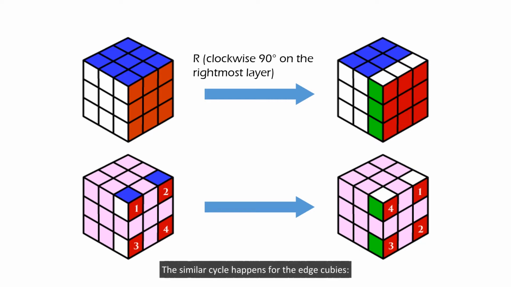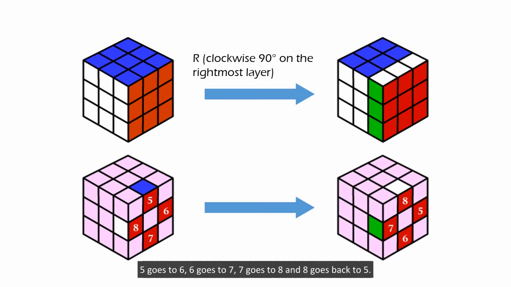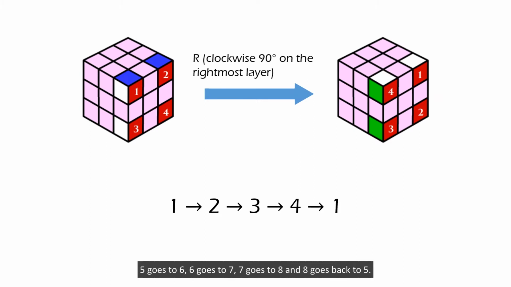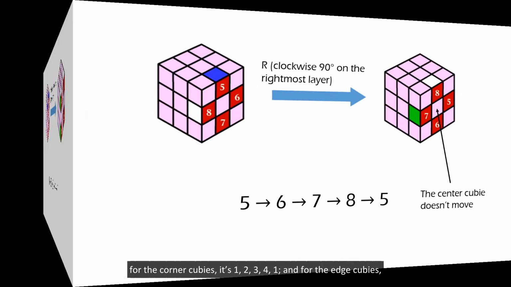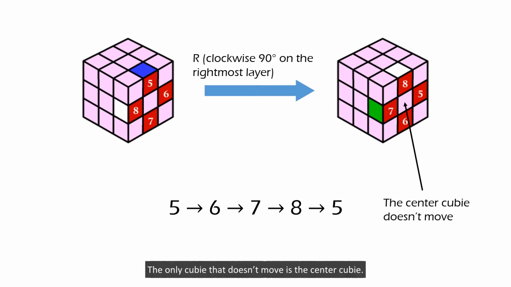A similar cycle happens for the edge cubies. 5 goes to 6, 6 goes to 7, 7 goes to 8, and 8 goes back to 5. Now we use some arrows to denote the cycle. For the corner cubies it's 1, 2, 3, 4, 1, and for the edge cubies it's 5, 6, 7, 8, 5. The only cubie that doesn't move is the center cubie.